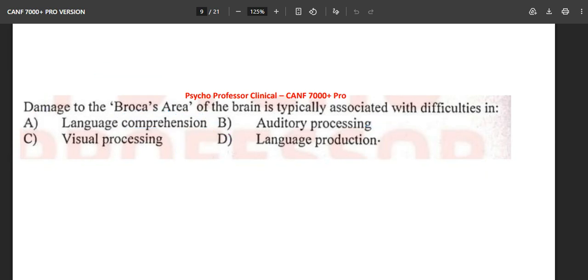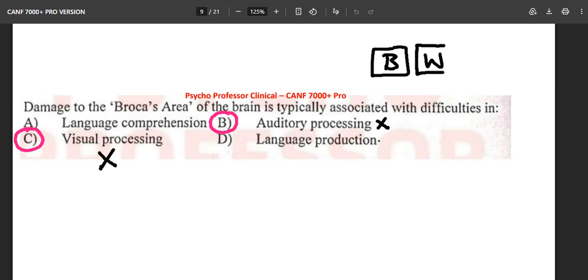Now option B, auditory processing, and option C, visual processing, have nothing to do directly with Broca's area or Wernicke's area. Yes, for Wernicke's area you can understand that once you listen to the sound, the vibrations and all these things, your Wernicke's area comes into the picture.